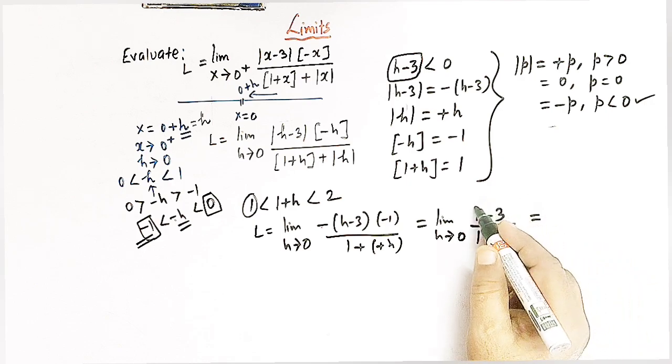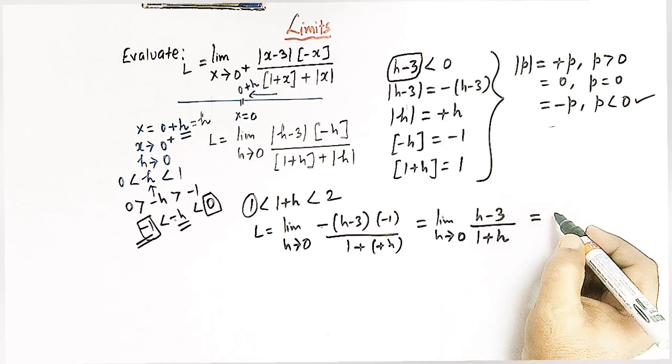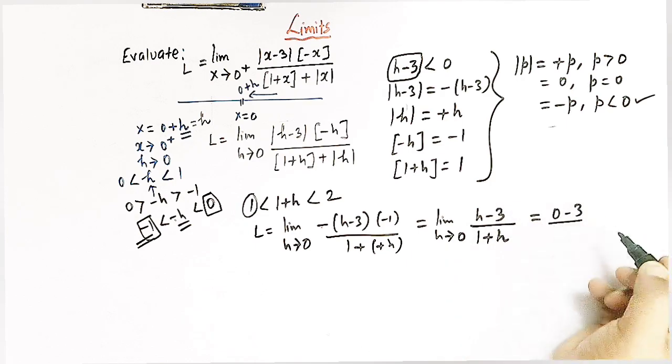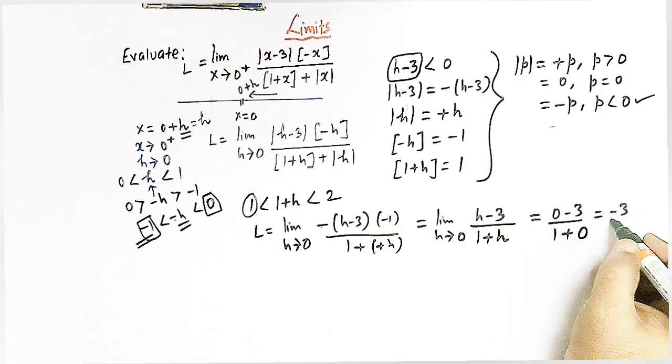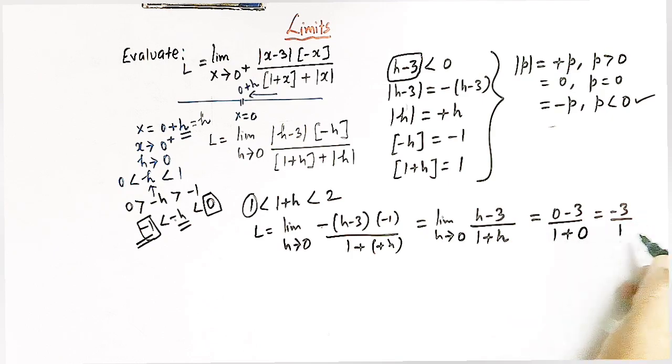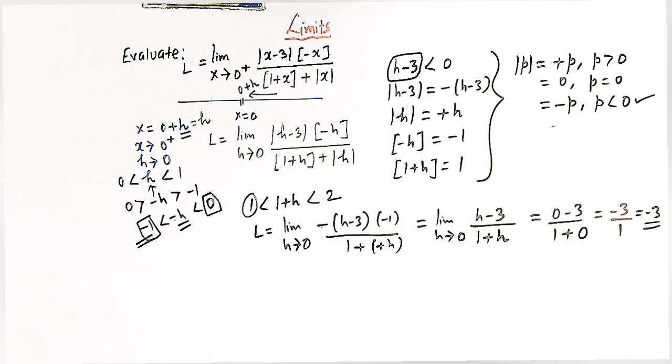So now we have a rational expression here, and when h approaches 0, then this limit is simply 0 minus 3 over 1 plus 0. So this is minus 3, and here 1 plus 0 is 1. So we have minus 3. So the value of this limit is equal to negative 3.